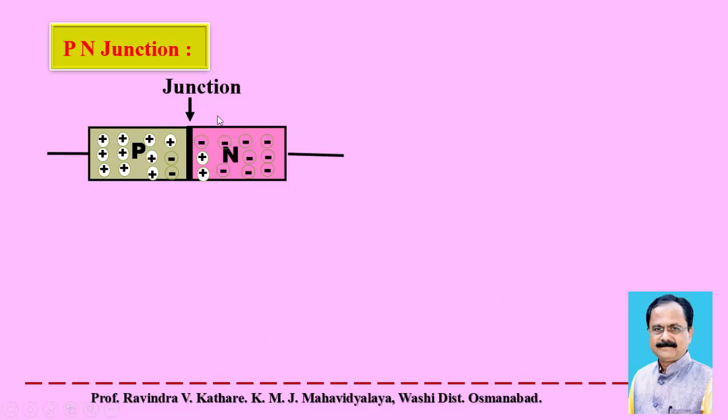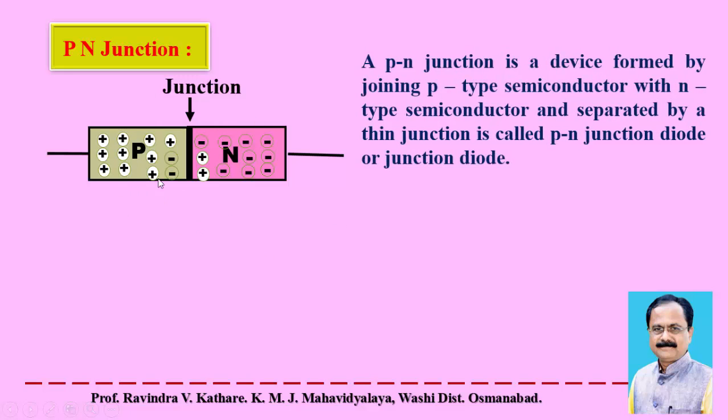This is the symbol of the PN junction. Here one side is a p-type semiconductor and here is an n-type semiconductor. The p-type semiconductor is formed when trivalent impurity atoms like boron or indium are added to the intrinsic semiconductor. And when pentavalent impurity atoms like arsenic or antimony are added to the intrinsic semiconductor, then the n-type semiconductor is formed.